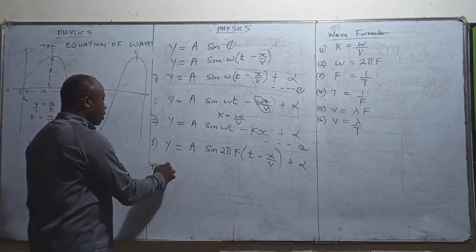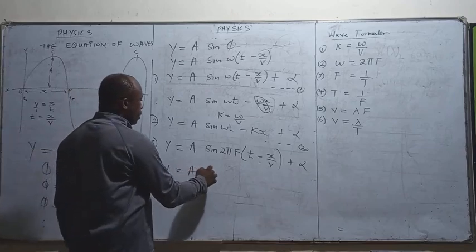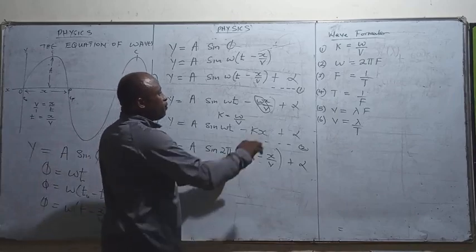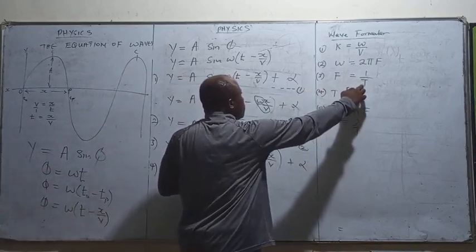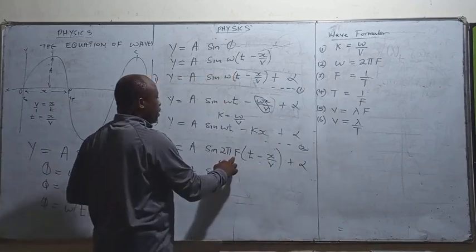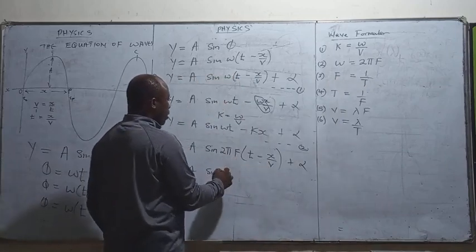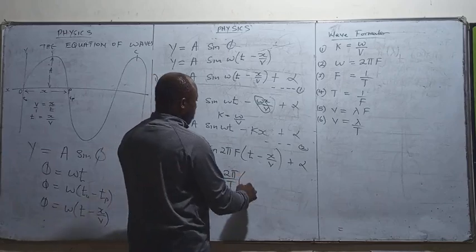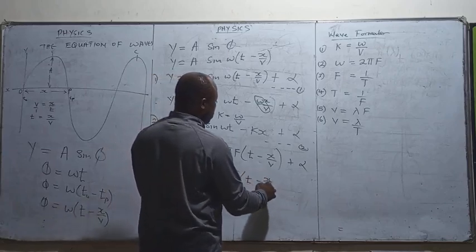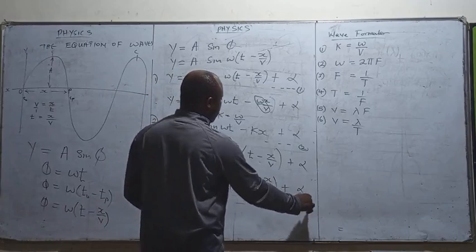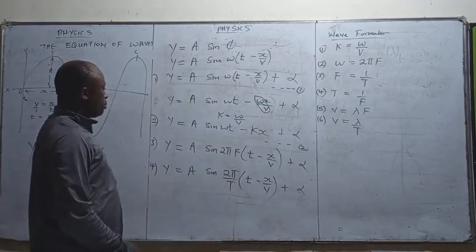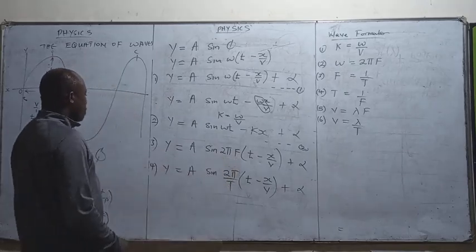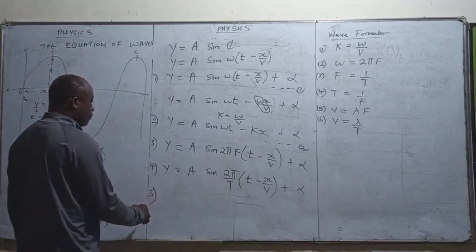From 3, again, we can then write Y equals A sine. Again, from our simple formula, we know that F is what? 1 over T. F is 1 over T. So if we replace F as 1 over T, we're going to have what? 2 pi over T bracket T minus X all over what? V plus what? Alpha. Yes, because F has just become 1 over T. It became 2 pi over T. So that is that. So we can also write for equation 4.